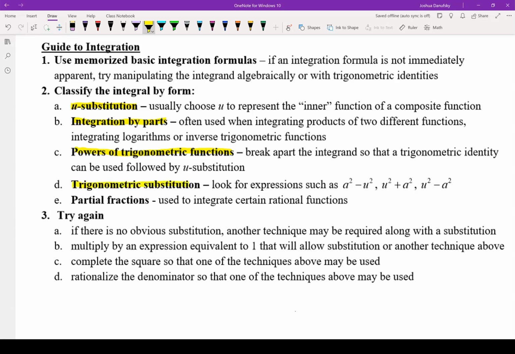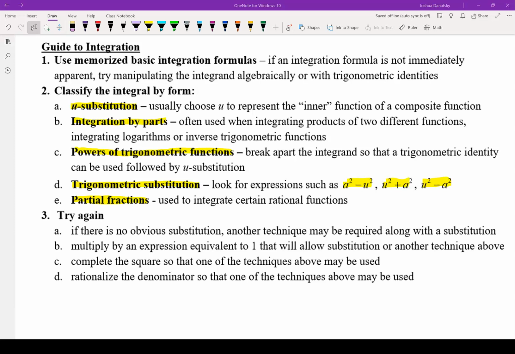We'll use trigonometric substitution when we see expressions of one of these forms here, often with a root involved. And finally, when the integrand contains a rational function, we'll often want to use partial fraction decomposition. If we're still stuck at that point, we're going to want to try again using some less obvious techniques. Sometimes we use one of the techniques above along with substitution. Sometimes we'll need to multiply the integrand by an expression that's equivalent to 1, such as a conjugate over itself, that will then allow us to do a substitution or some other technique.